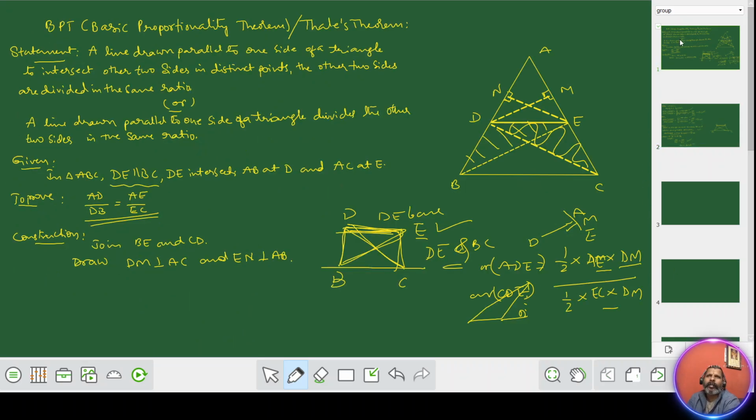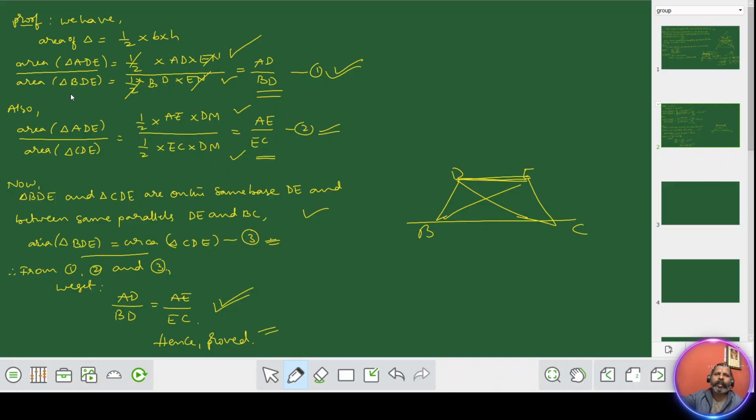Remember, we are using two concepts here. First, only the area of triangle concept. Secondly, the concept which we learned in the ninth standard, that the areas of two triangles which are on the same base and between the same parallels are equal. Okay, so that concept. Believe me, this is a 4 marks theorem. It will be in your pocket if you study it well and practice it well. Very easy.